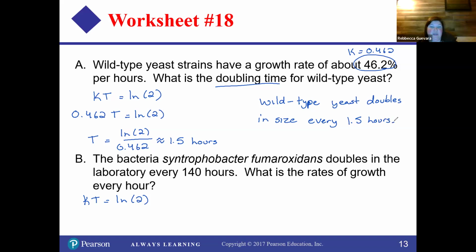So for the bacteria, we got that it doubles in the laboratory every 140 hours. So we know the doubling time T, and what we need to figure out is the growth rate K. So this is going to give me 140 K equals natural log of 2, which means K is going to be natural log of 2 divided by 140. Oops, sorry, I wrote down the wrong variable. Let me go back and fix that. We have T, we want K.